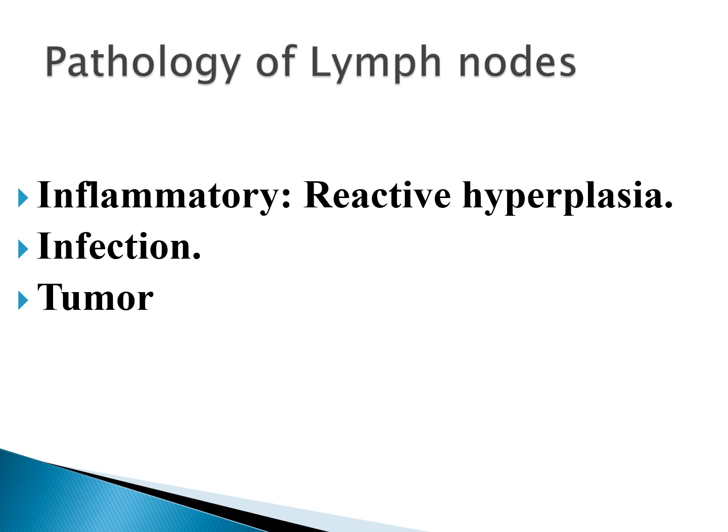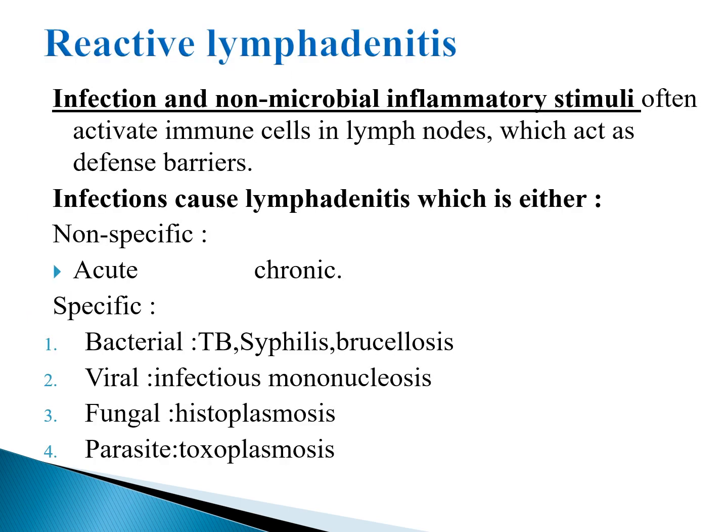Now, the pathology of the lymph node: inflammatory, reactive hyperplasia, infection, with tumor. عندي reactive lymphoadenitis. Infection and the non-microbial inflammatory stimuli often activate the immune cells in the lymph node, which act as a defense barrier. Infections cause the lymphoadenitis, which is either non-specific, acute, or chronic.